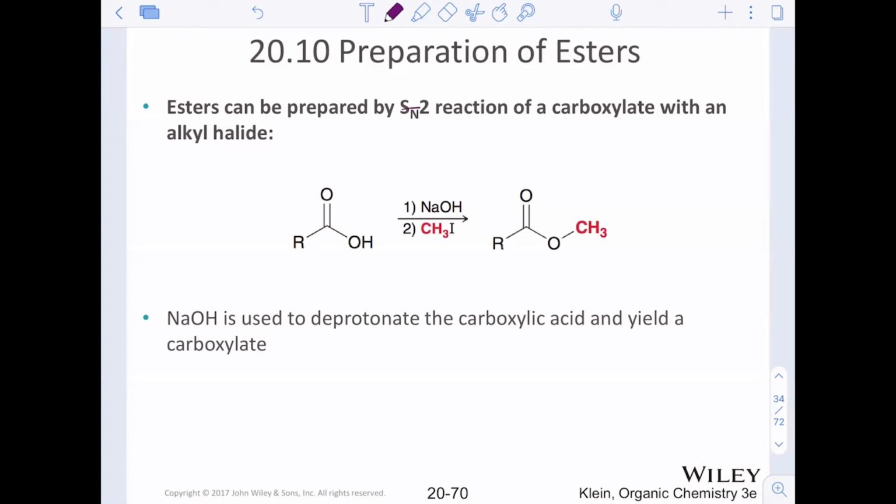Esters can be prepared by an SN2 reaction, specifically with the carboxylate ion. So again, in step number 1 here, NaOH is going to deprotonate that carboxylic acid. And then we should be using a methyl halide or a primary alkyl halide, and that would undergo an SN2 reaction, which we have actually seen from chapter 7. All right. NaOH is used to deprotonate the carboxylic acid because, again, the pKa's are favorable.